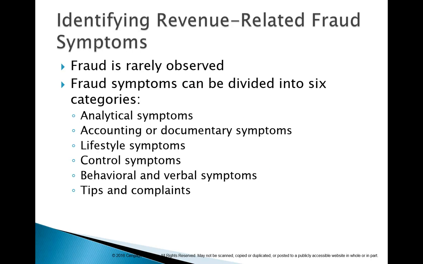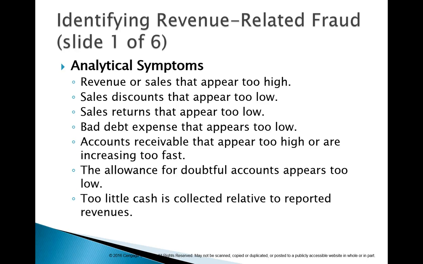So the issue with revenue-related fraud is, like most white-collar crime, it's rarely observed. So we have to look for symptoms, red flags that might indicate fraud. We'll talk about each one of these: the analytical symptoms, the accounting and documentary symptoms, lifestyle and control symptoms, behavioral and verbal, and then tips and complaints. All these things are red flags that potentially indicate revenue fraud. We'll talk about each one.